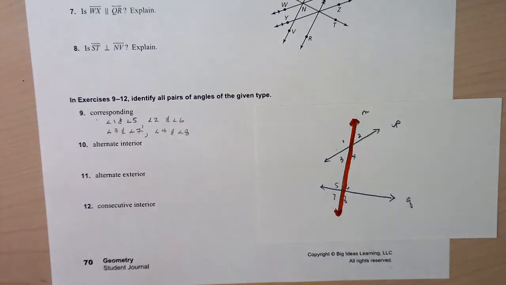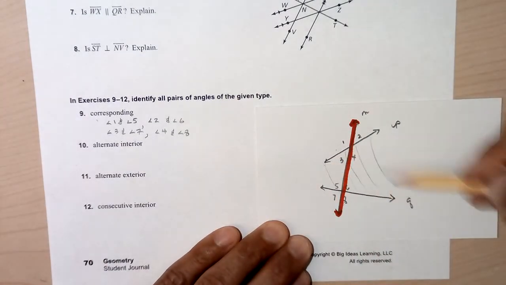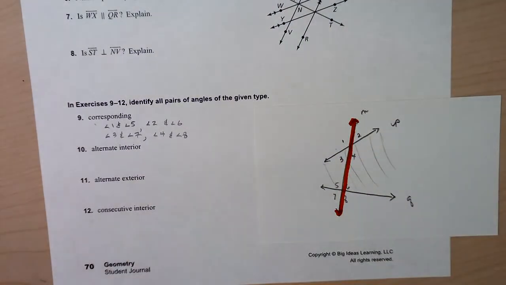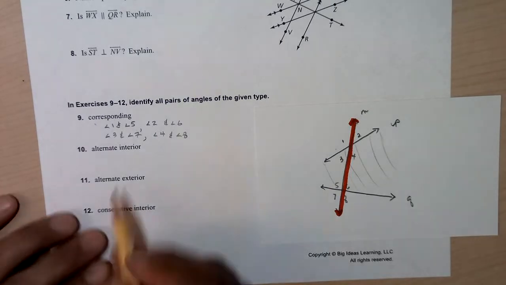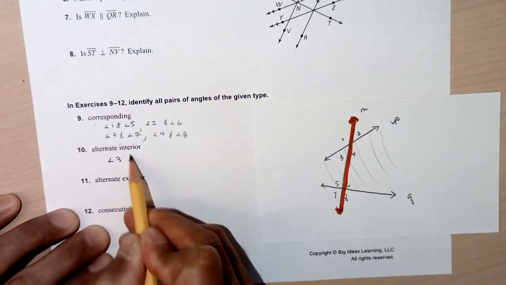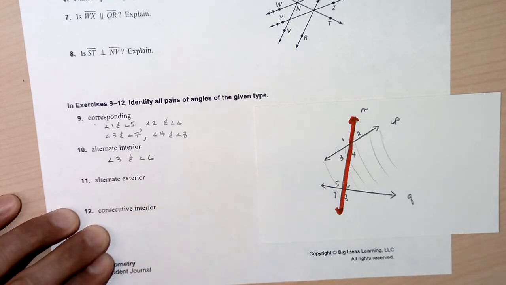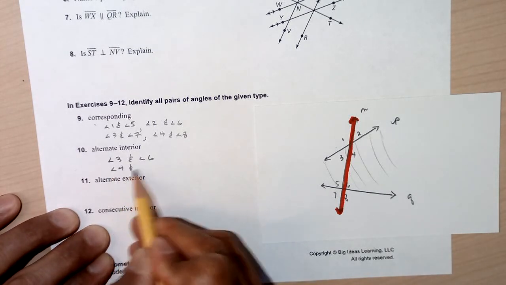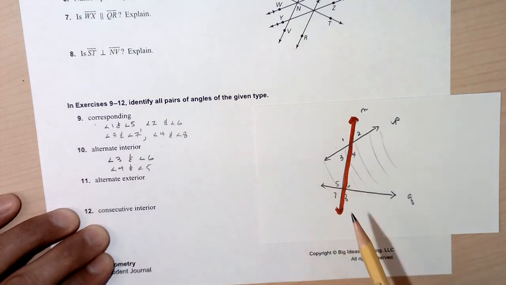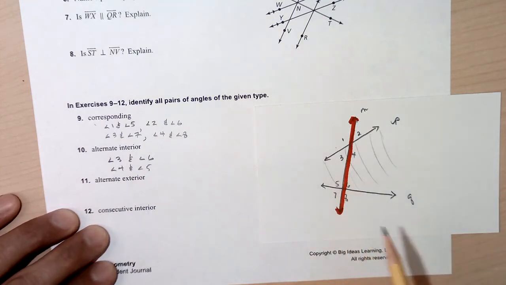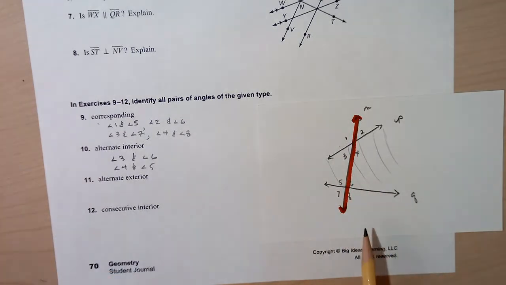Alternate interior angles. So now here's what we want to take a look at. Basically everything that I shaded in are between the two lines P and Q that are not the transversal. So those are your interior angles. They're inside of the two lines. And alternate interior means they're on opposite sides of the transversal that are not adjacent. So angle 3 and angle 6 are alternate interior angles, as well as angles 4 and angles 5. On opposite sides of the transversal, one's to the left, the other's to the right. They're non-adjacent. So 3 and 4 cannot be alternate interior angles because they are adjacent.